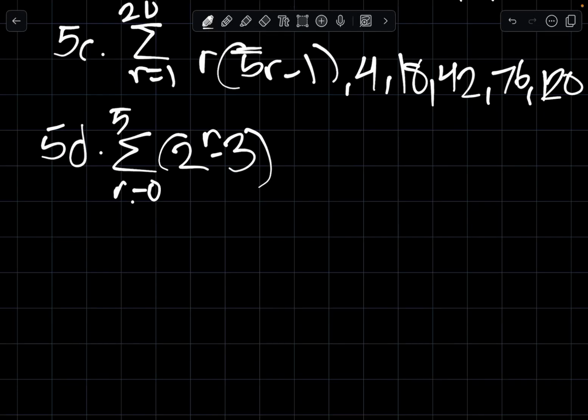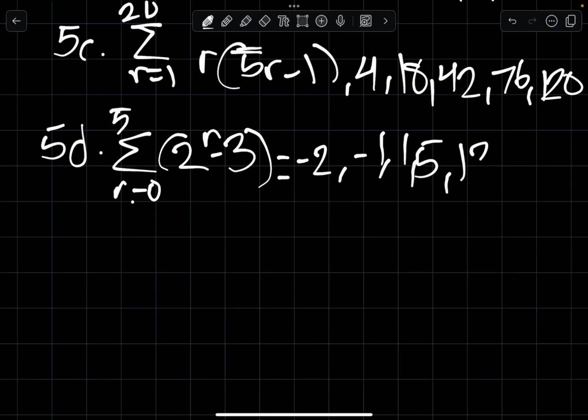Okay, once again, this time we're taking r equals 0 through 5. And that gets us negative 2, 1, 1, 5, 13. And then I actually forgot to write the fifth term down. What would that be? 2 to the r, 32 minus 3, 29.